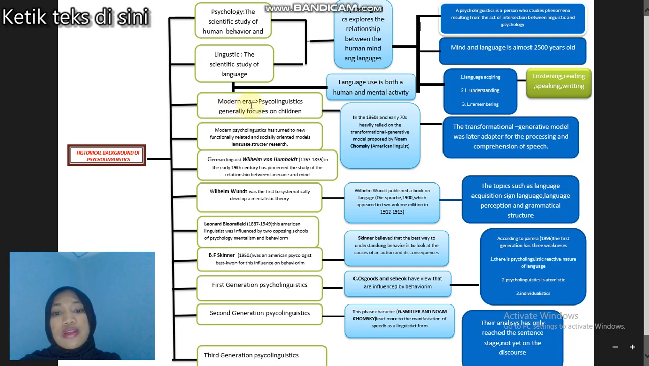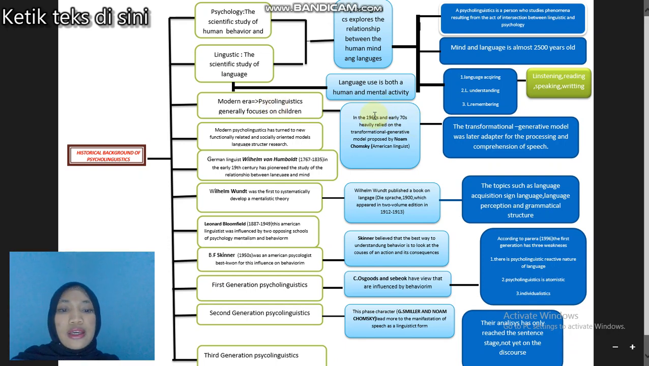In the modern era, psycholinguistics generally focuses on children. Why focus on children? Because there is an impairment of language called aphasia. Aphasia is the loss of the ability to understand or express speech caused by brain damage.